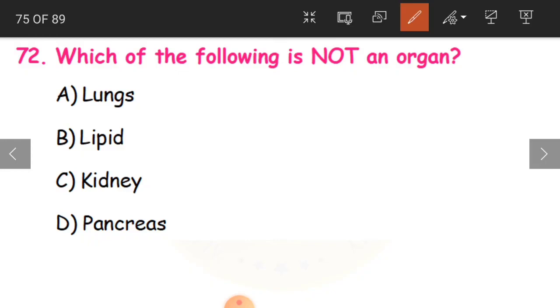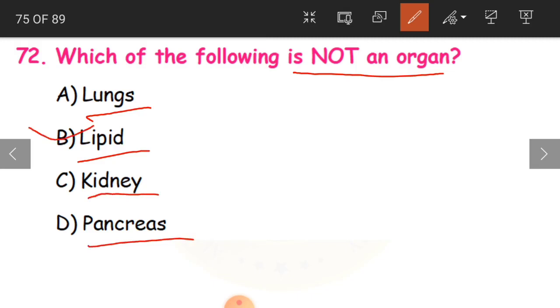Now, 72nd question. Which of the following is not an organ? That you have to remember here. Lungs, lipid, kidney or pancreas? And the answer is lipid. Lipid is one type of substance, children, which is an insoluble substance. So this is not an organ. It is a chemical type of substance. So B is the correct answer.